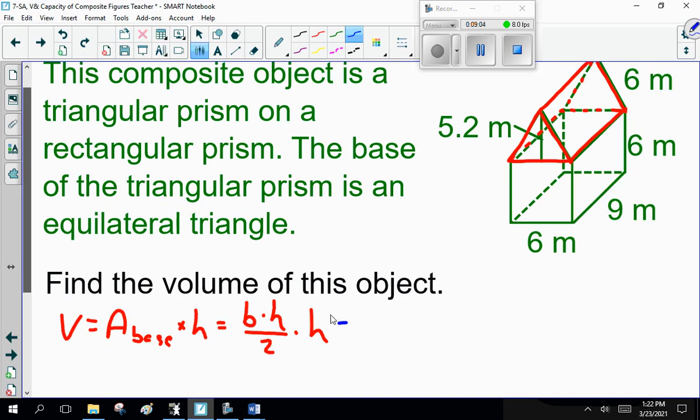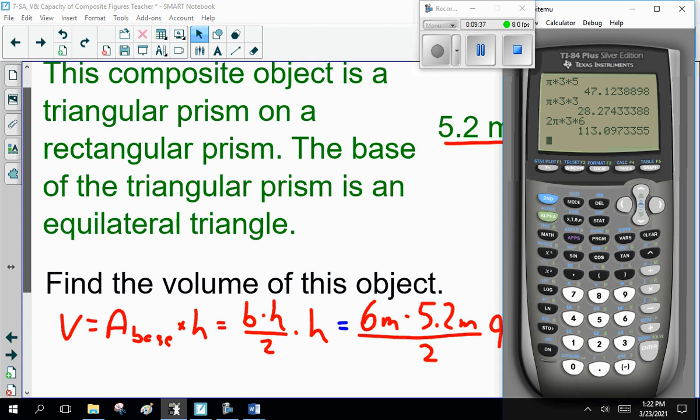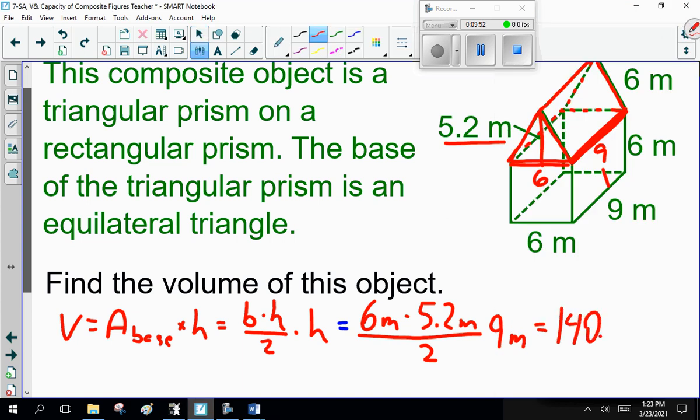So plugging those numbers in, the base of the triangle here is 6, the height of the triangle here is 5.2 meters, and then you have the height of the prism, which is another 9 meters. Volume is nice because you don't have to worry about missing sides. Let's calculate that quickly. 1/2 times 6 times 5.2 times 9 is 140.4 meters cubed.